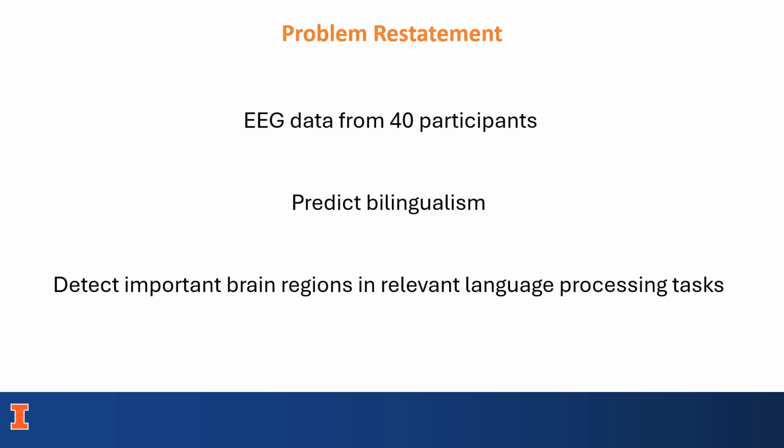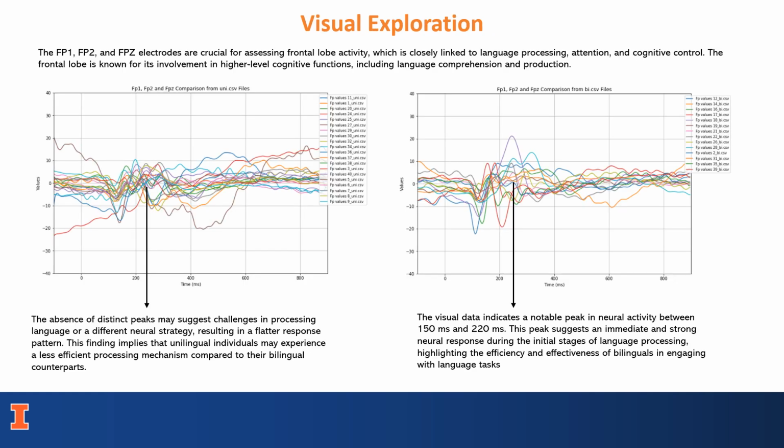For this challenge, we are provided with the EEG data from 40 participants. Our first problem is to predict bilingualism, and the second problem is trying to detect the important brain regions in language processing. We will first do some visualizations to gain insights.